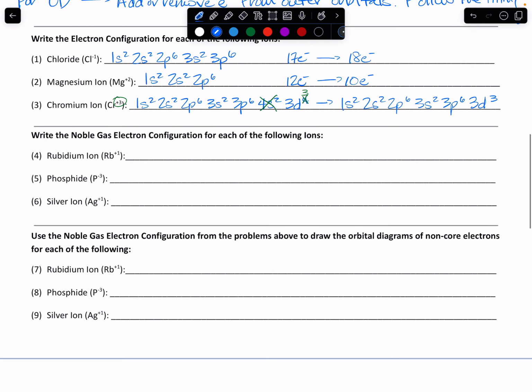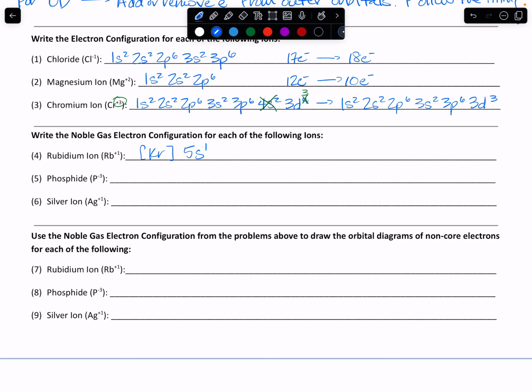All right, let's do our noble gas configurations for each of the following. So rubidium +1. For neutral rubidium, I look at the end of the row above, and I've got krypton. So there's my noble gas that represents the electron configuration through krypton. And rubidium is in row 5, so it'd be 5s2. No, sorry about that, that's wrong, 5s1, and I erased it all.